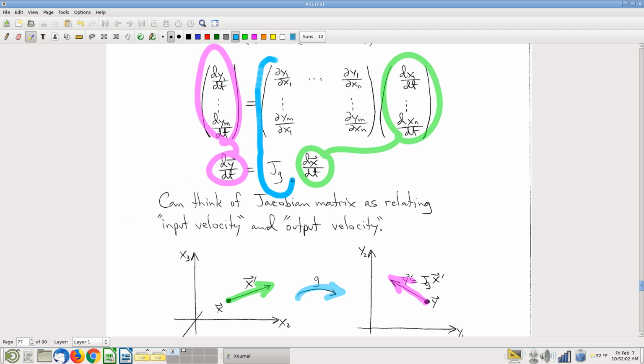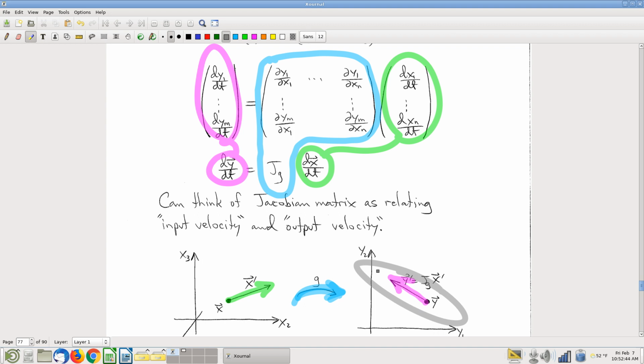That Jacobian matrix is telling you how to relate input velocities in green to output velocities in purple. If we temporarily ignore the precomposed function of t business, what this is saying is: if you're in the domain and moving with a certain input velocity, and you'd like to know what the output velocity is, surely if you're moving in the input with some velocity, this point gives rise to that point.